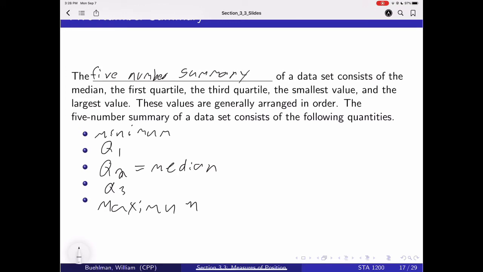So that's the 5-number summary, and typically we're just going to list it like this. So we'd put the minimum, comma, Q1, comma, Q2, comma, Q3, comma, the maximum. So that's how we would write the 5-number summary.